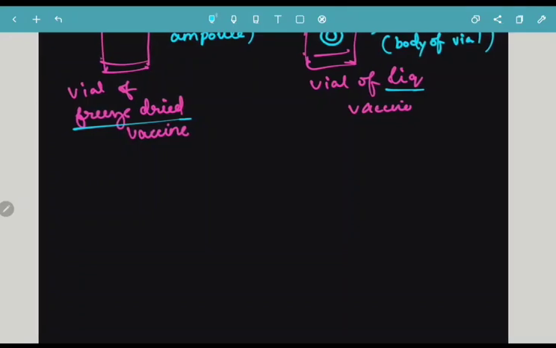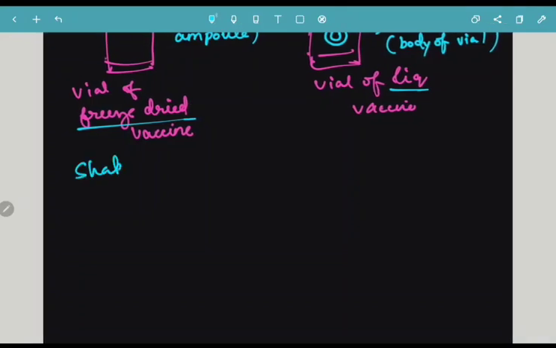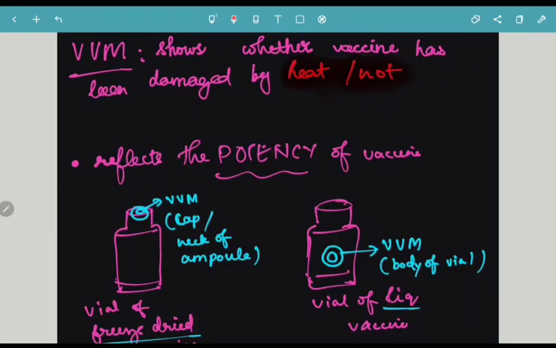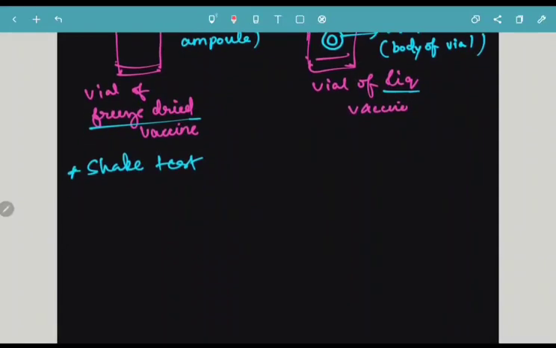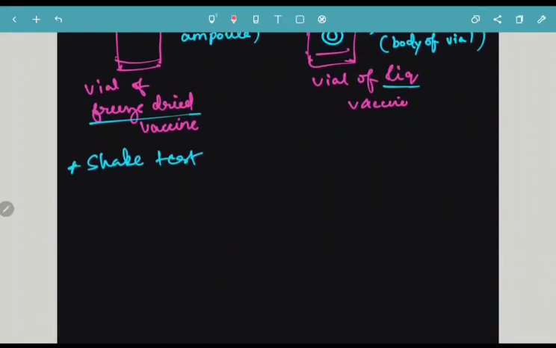Now I have something known as the shake test. So what is this shake test? What is the purpose of the vaccine vial monitor? The vaccine vial monitor shows whether the vaccine has been damaged by heat or not. That is the inference from the vaccine vial monitor. Now how will you assess whether a vaccine has been damaged by cold or not? That is why you have the shake test.